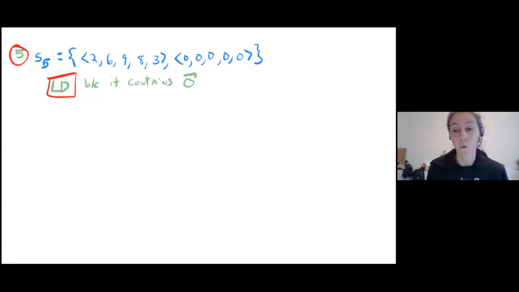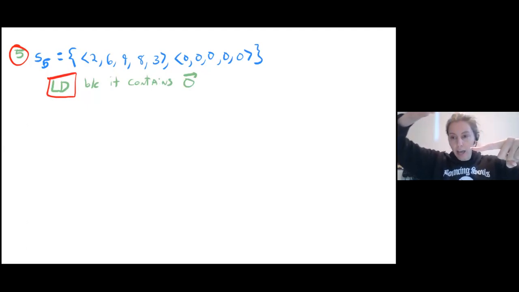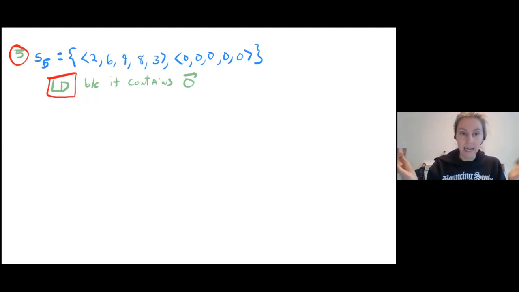The next question is, what does it span? Well, we're in R5 because there are 5 components in these vectors, 2, 6, 9, 8, 3, 5 components. We haven't really talked about what goes on in R5. That said, we've only got one direction here. That 0 vector is not giving me any direction. It's not giving me anything. So we've got one direction here. And if I can only walk in one direction forever, I'm walking along what shape? A line. So that means S5, the set of vectors, the span is a line in R5.